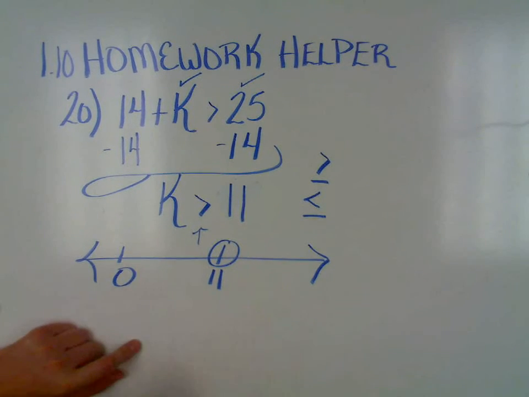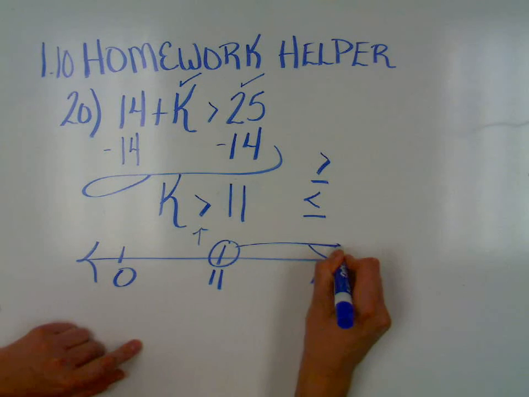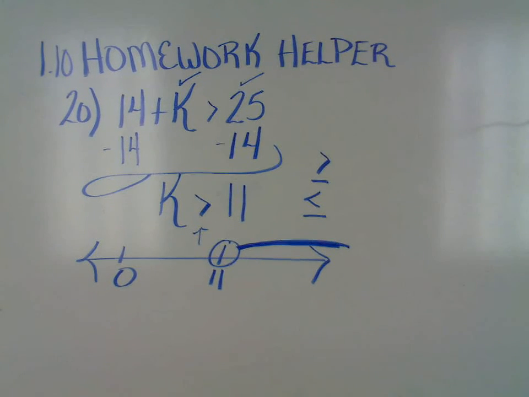And then I've got to show you where all those numbers that are bigger than 11 are, that are answers, like 12, 13, 14, 15, 16, 17, 18, 19, 20. Those are, again, off to the right.